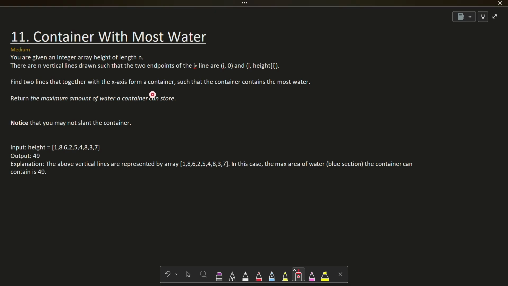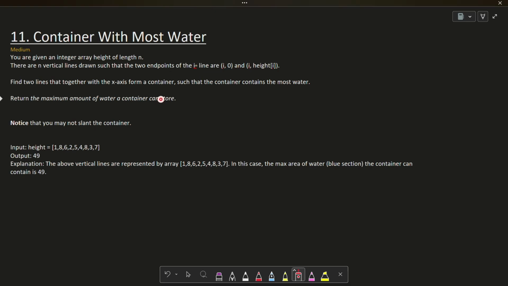Today we are going to solve another problem with the two pointer approach. The problem is Container With Most Water, and this is a medium level question. Before this question, whatever we have solved was easy level. So we are upgrading ourselves to a higher level with this question.